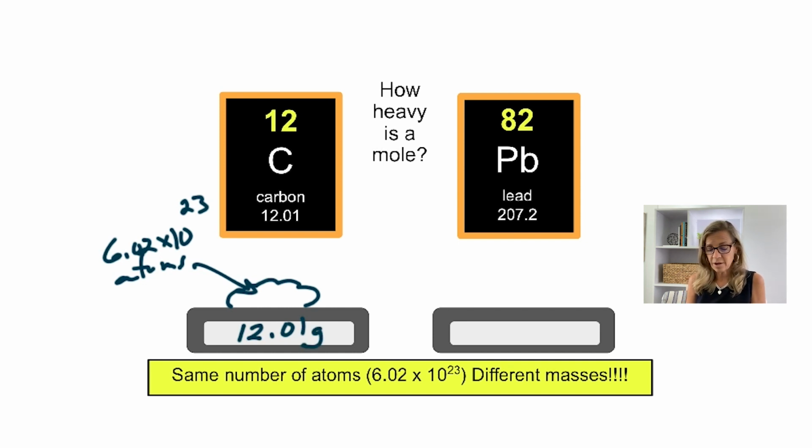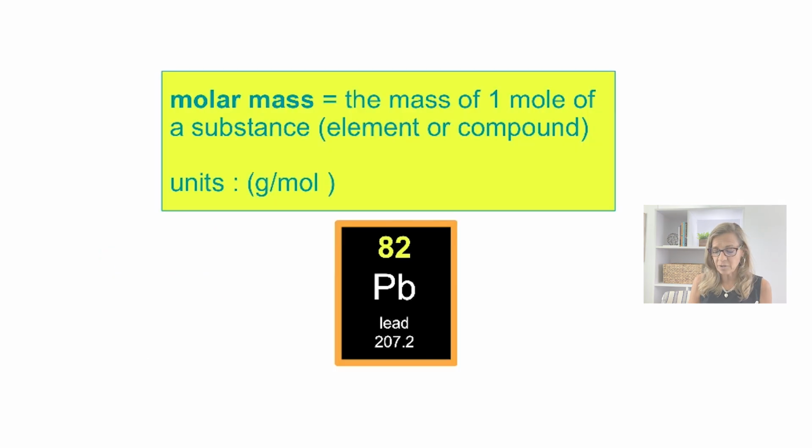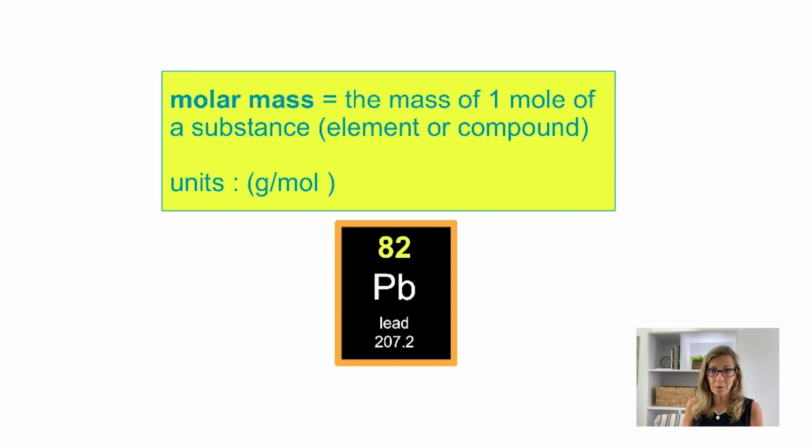Okay? Now, if I were to count out that same number of atoms of lead, guess what it would weigh? A lot more, 207 grams. So the same number of atoms of 2 different substances have 2 different masses. Can you see where I'm getting these numbers? Okay, yeah. So let's talk about a new term called molar mass.